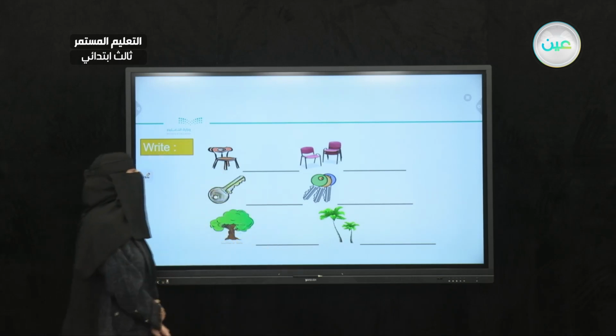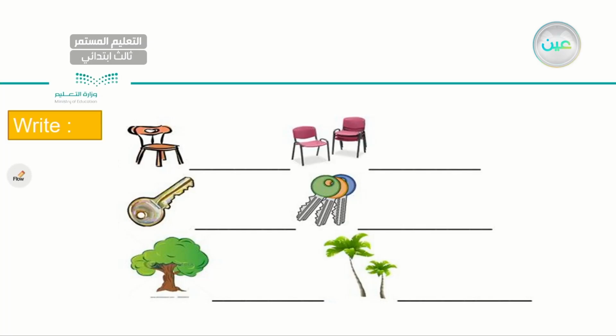Okay, let's start with the singular one. Can you name this item? It is a chair. Very good. Since it's singular, we will be using the article a: a chair. Very good. Moving to the next one. Sorry, I have chairs. That's plural. Because it's plural, we are not going to use an article here. Moving to the next one.